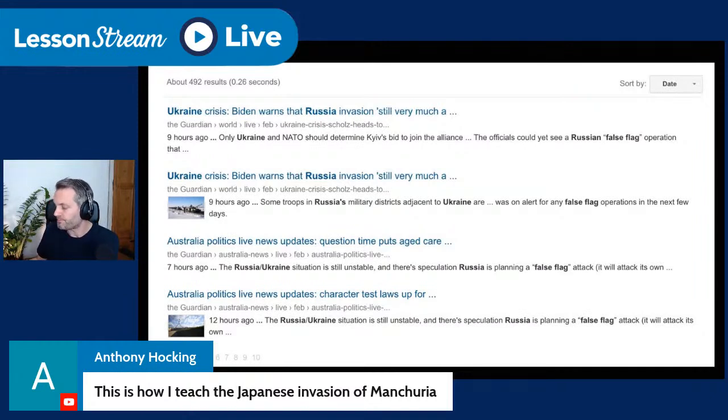a false flag event is an act committed with the intent of disguising the actual source of responsibility and pinning blame on another party. In other words, if you want to invade or attack or go to war with somebody else and you need an excuse, a pretext, a false flag would be something that you do maliciously and blame somebody else for, so you can invade them and go to war with them.